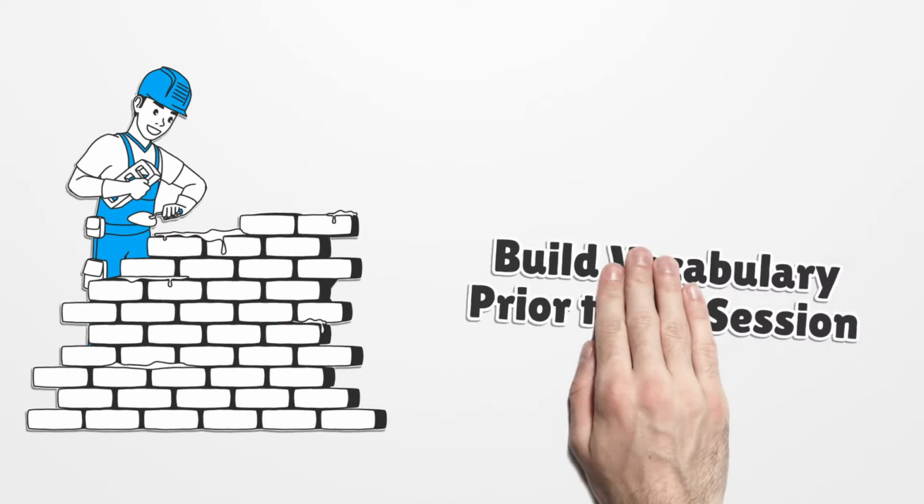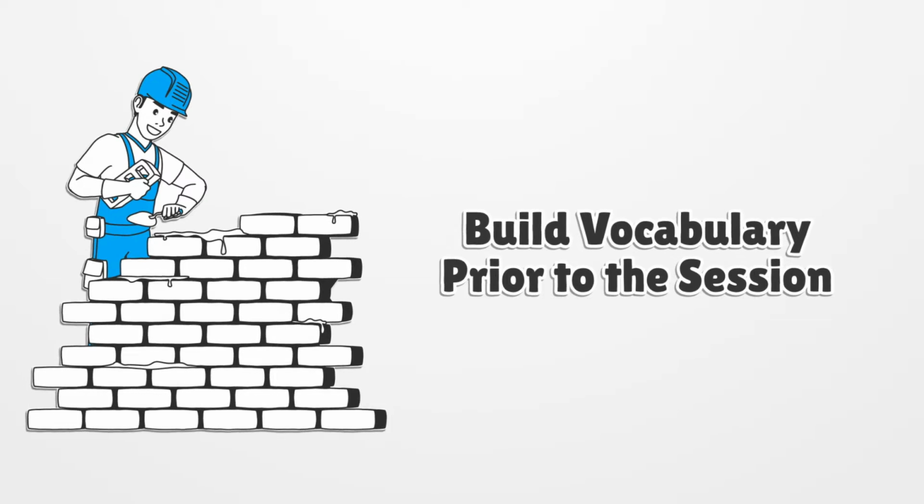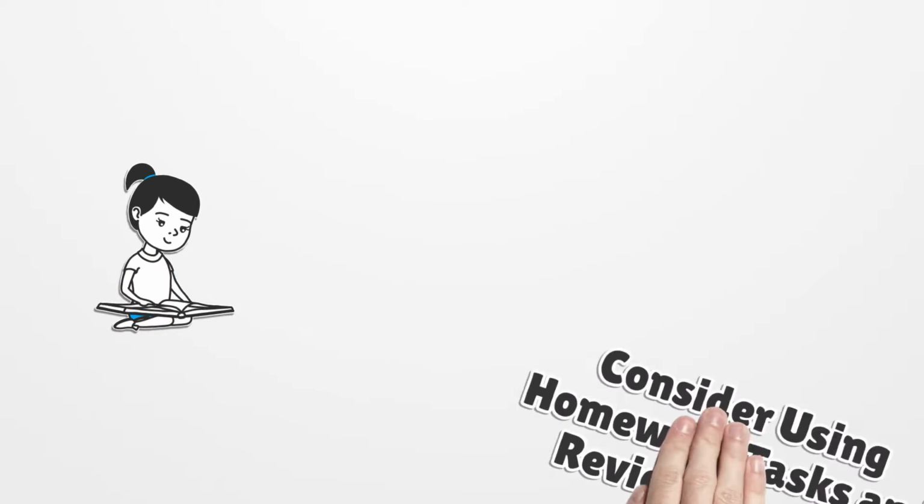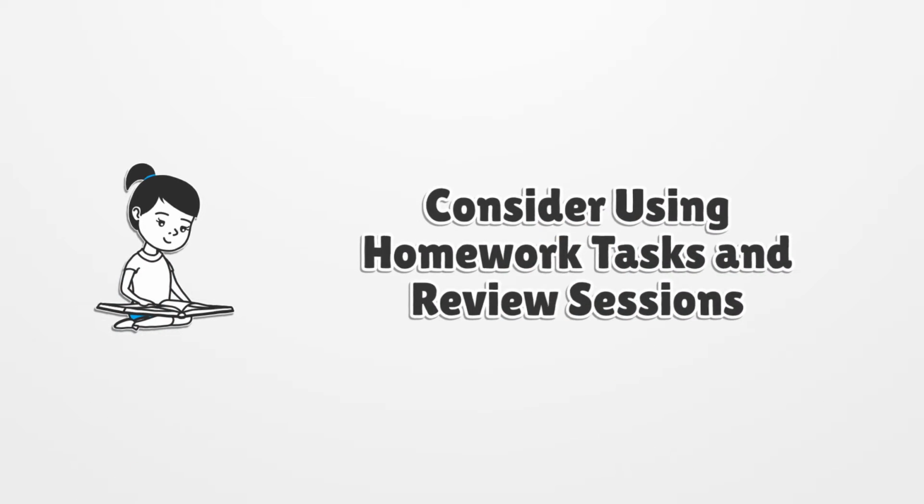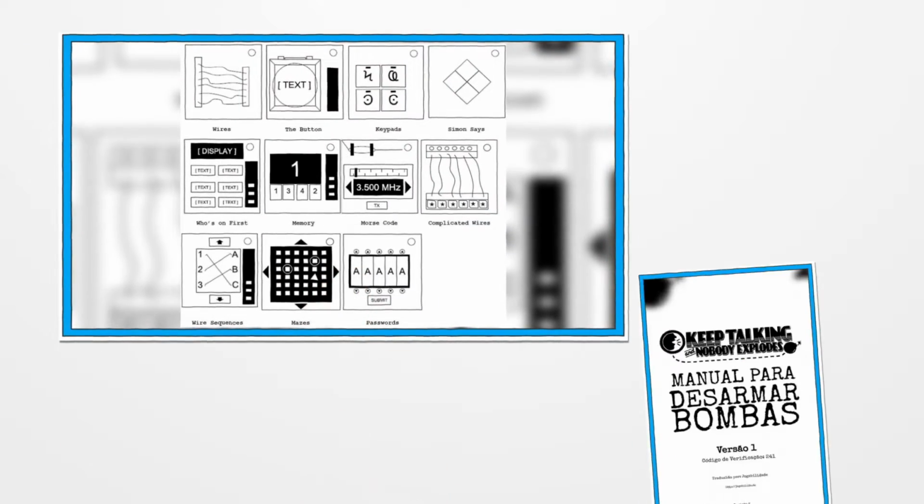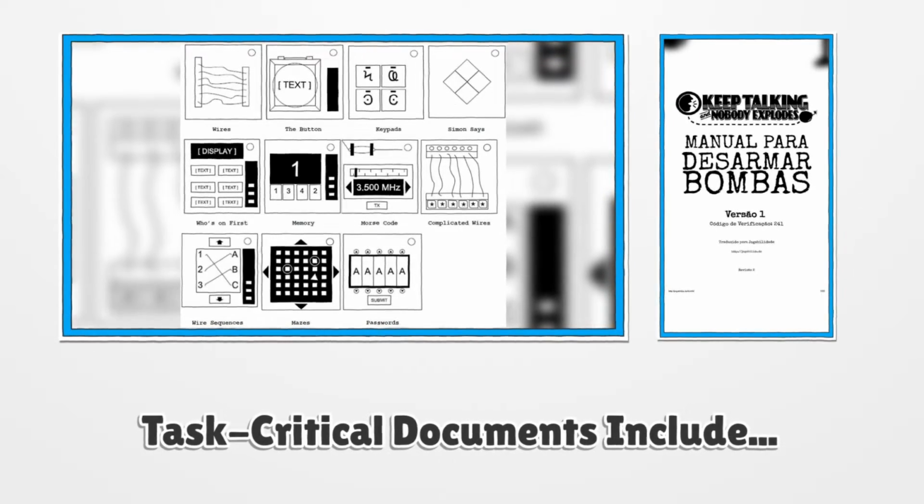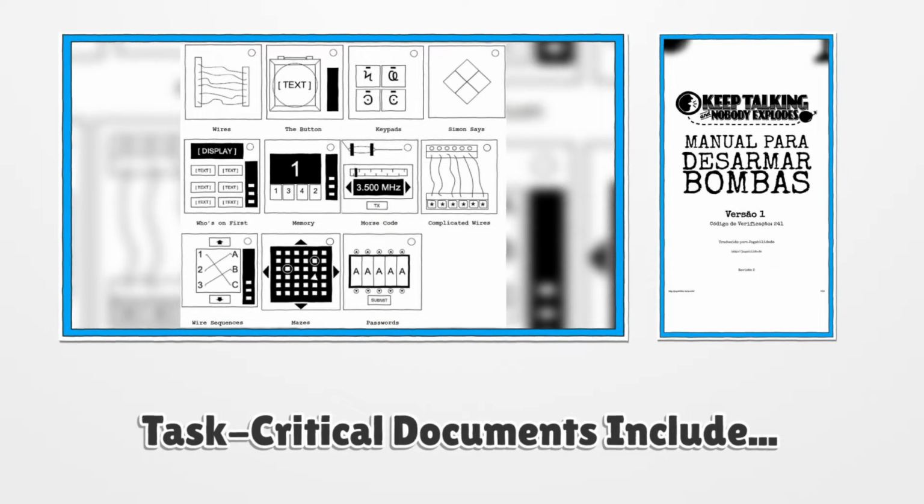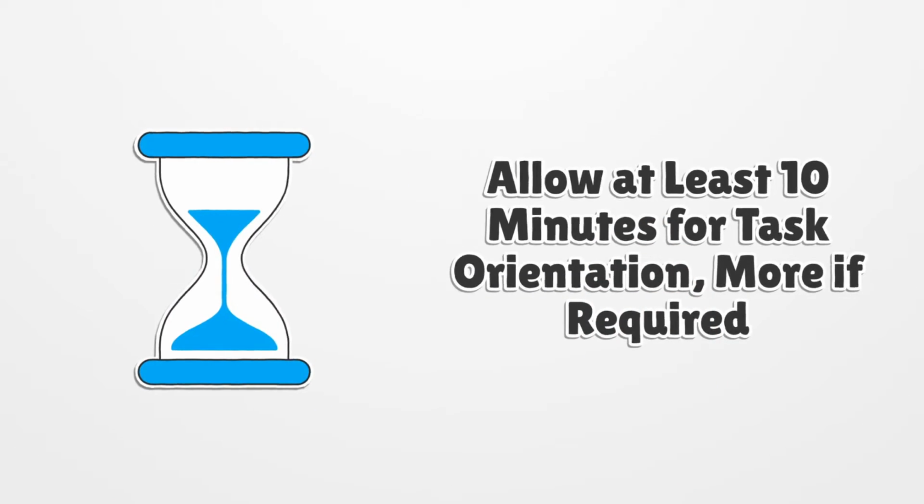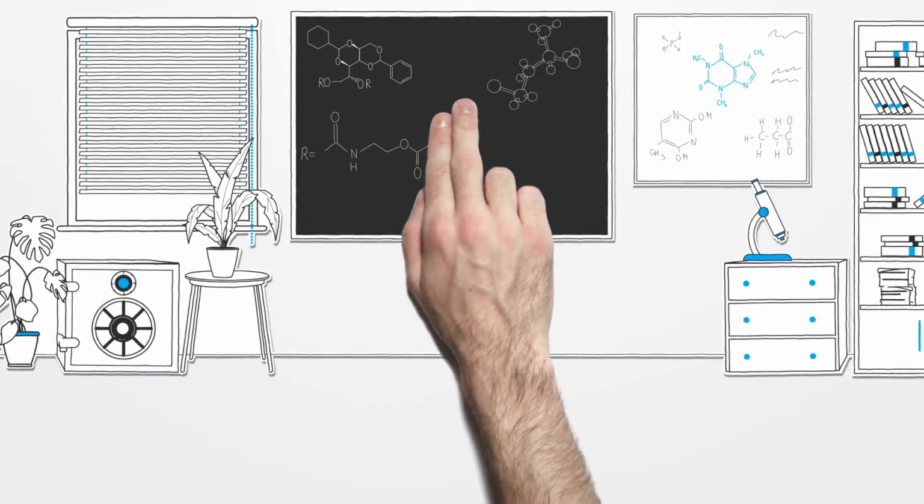Ideally, learners would be aware of all required terminology prior to the session, so we suggest scaffolding your syllabi accordingly, perhaps by introducing this content in the preceding session or as a homework task that may be reviewed at the beginning of class. Other task orientation documents include the module identification chart, which labels each possible in-game activity, and the diffusal manual itself. Once learners have all documents in hand, we recommend allowing for at least 10 minutes of acclimatization, and double that again if the instructor introduces a worksheet in order to strengthen comprehension.